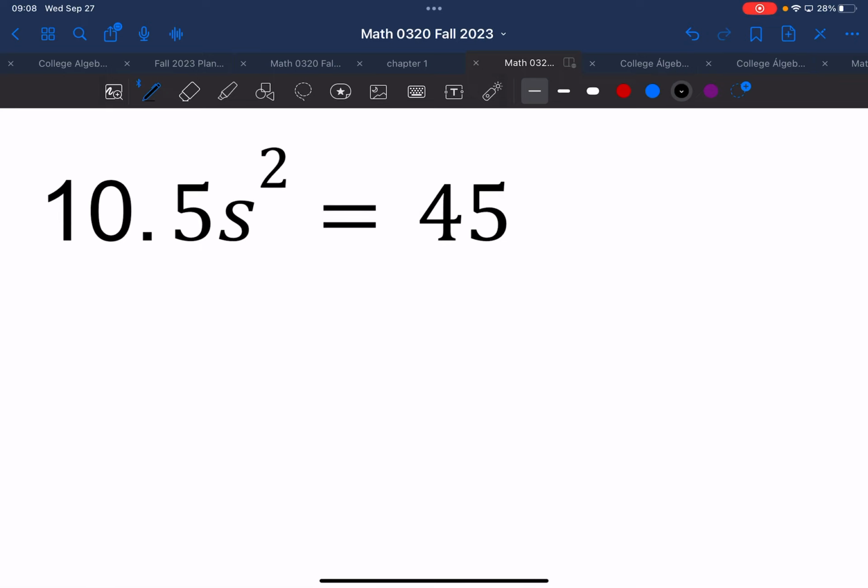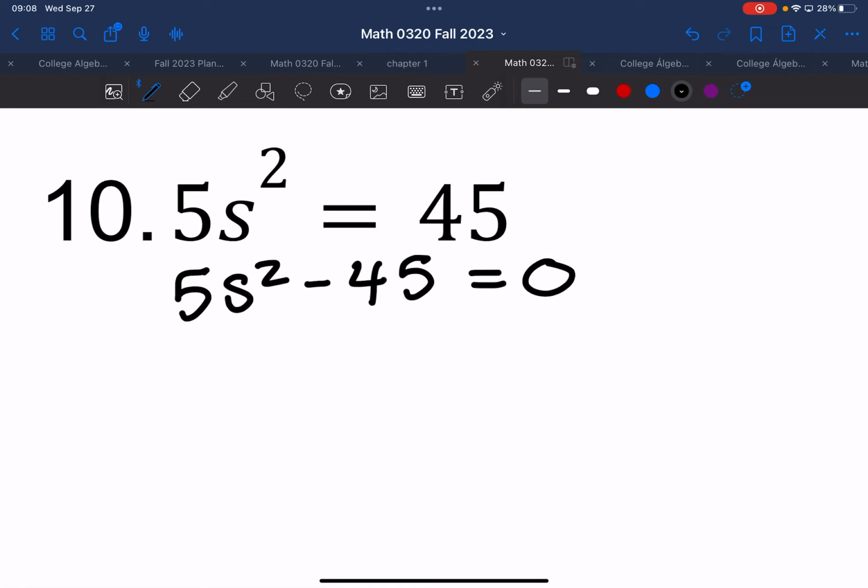What about number 10? First, is it in standard form? Is it equal to 0? No. So what would we have to do to make it equal to 0? Move the 45 over. So 5s squared minus 45 equals 0. So now instead of missing the c term, it's missing which? The b term.